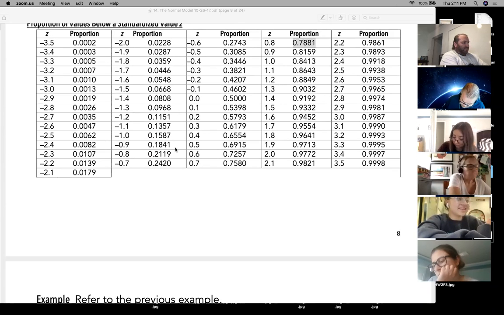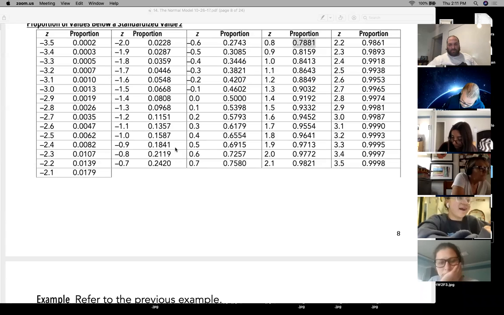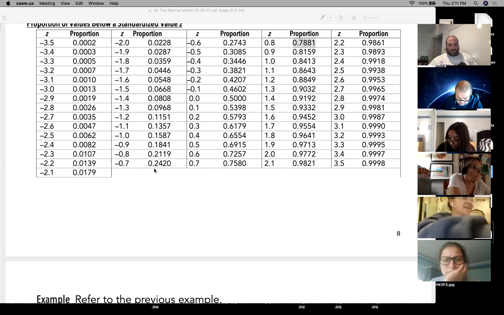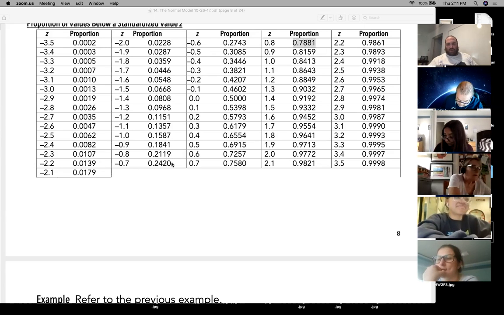If Kanye's Z-score is negative 0.7, then what is Kanye's percentile? 25%. Well, it was negative 0.7, right? Yeah, so it's between negative 0.6 and negative 0.7. Negative 0.6 is the 27th percentile. Negative 0.7 is the 24th percentile. Somewhere around the 25th percentile, give or take, is right.